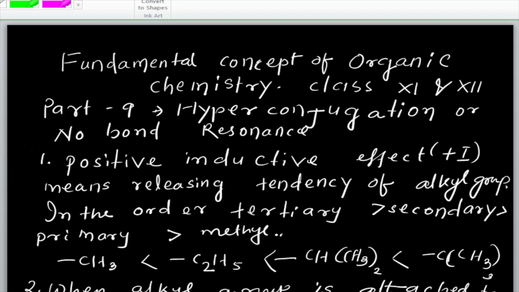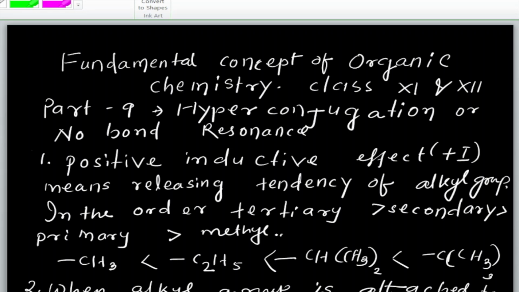First we will see the plus I, that is the positive inductive effect. Before that, we know from the previous video what is meant by inductive effect. There are two types of inductive effect: one is plus I, another is minus I. Then what is plus I? That means the substituent, the alkyl group, has an electron-releasing tendency. Releasing tendency of the alkyl group means it releases electrons.